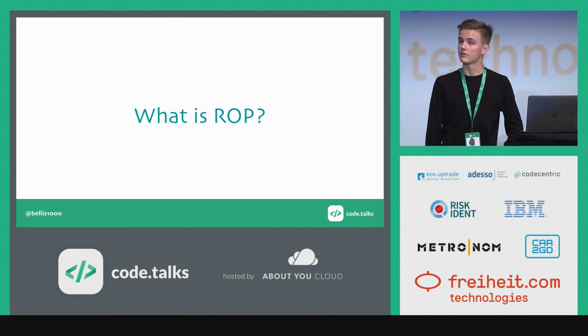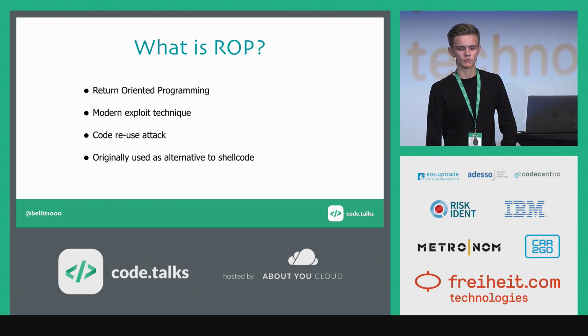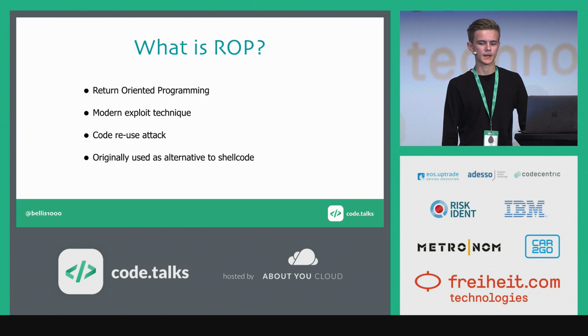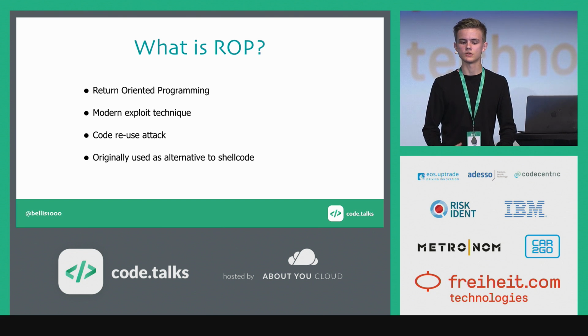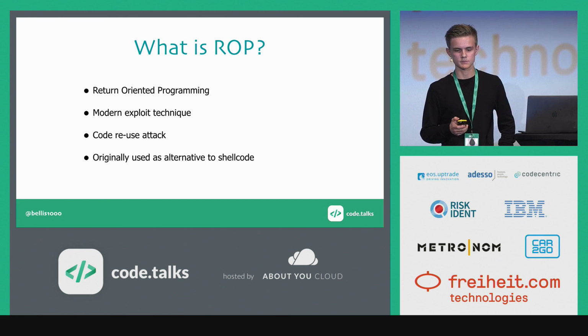So that's the basics of the ARM and ARMv8 architectures out of the way. Now I'm going to go over the basics of ROP. ROP stands for Return-Oriented Programming, and it's a modern exploit technique used to execute payloads on your target process. It works as a code reuse attack method, which was originally designed as an alternative to using shellcode payloads, which some of you may be familiar with if you've ever done any kind of exploitation on very old systems.